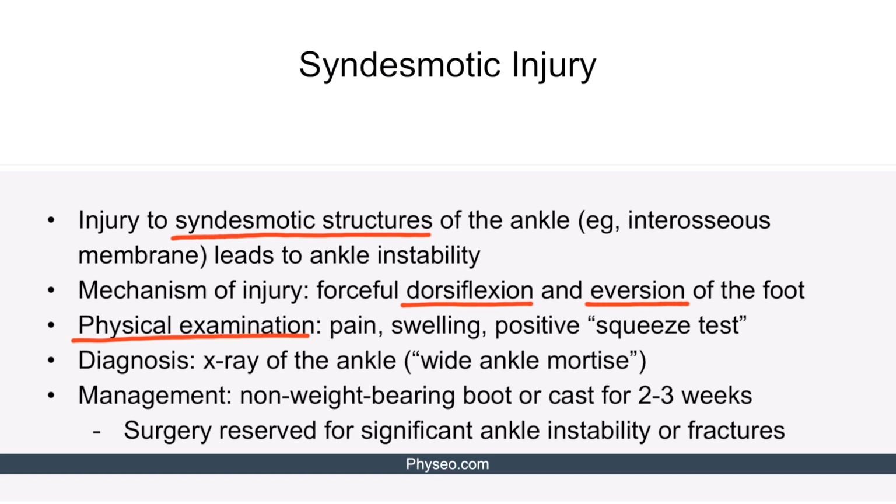The diagnosis is typically confirmed with X-ray of the ankle, which will reveal a wide ankle mortise or an increased gap between the distal ends of the tibia and fibula as they articulate with the foot. Management is typically non-operative with a non-weight bearing boot or cast for 2 to 3 weeks. Surgery is reserved for patients with significant ankle instability or associated fractures.